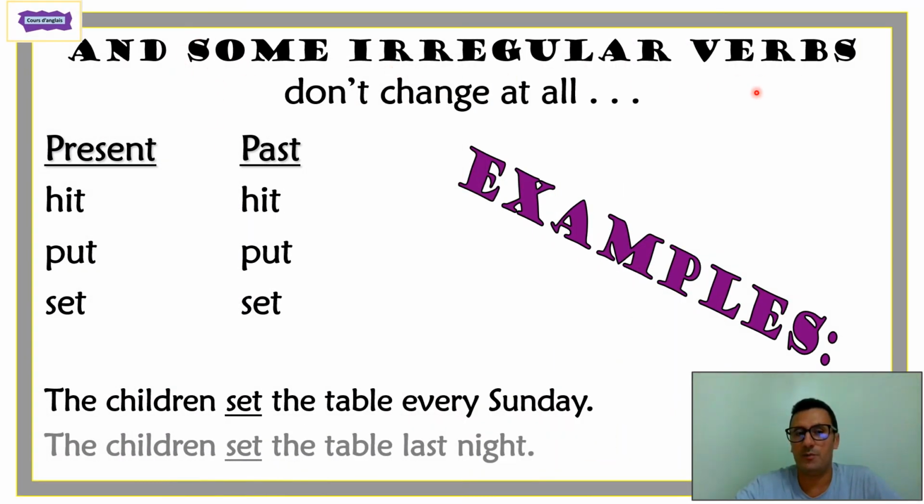And some irregular verbs don't change at all. Par exemple, hit devient passé hit. Hit, hit. Put, put. Set, set. For example, the children set the table every Sunday. Là, tu sais, c'est le présent. The children set the table last night. Last night, la nuit dernière. Donc là, c'est simple past, c'est le passé.